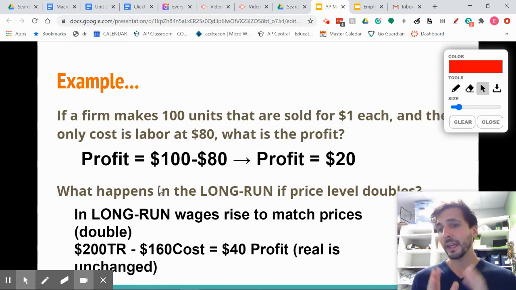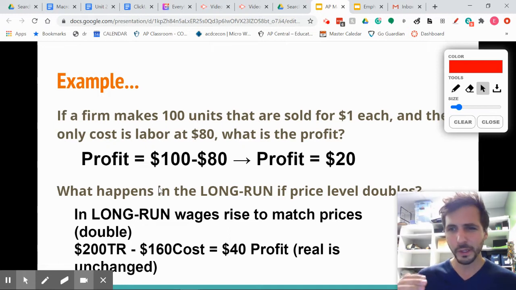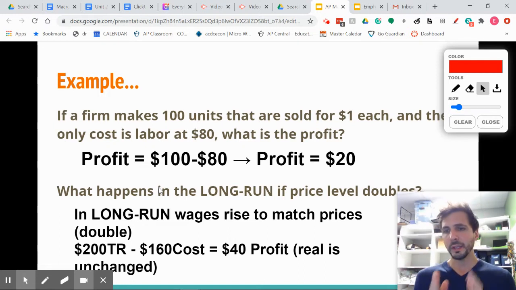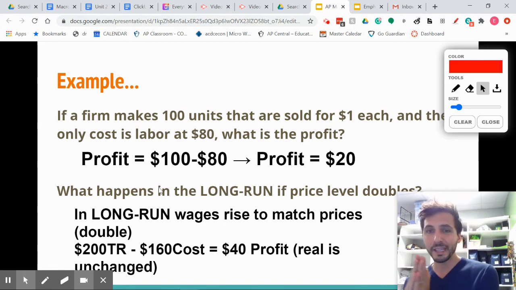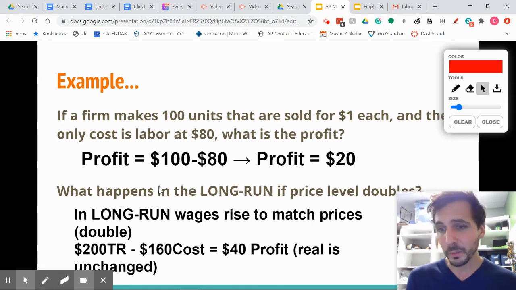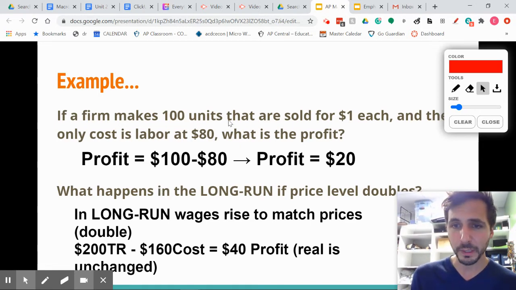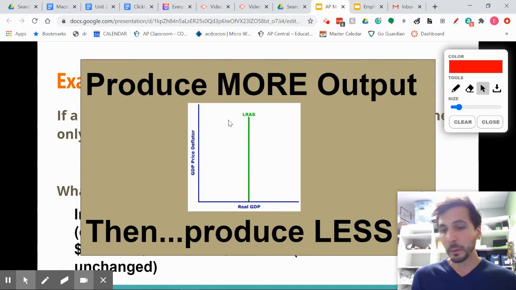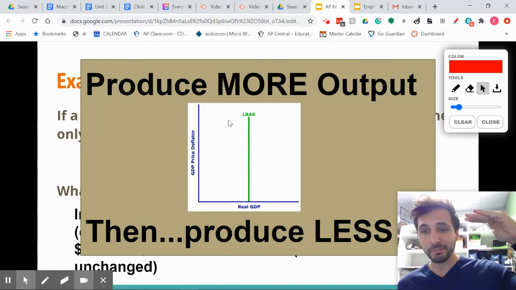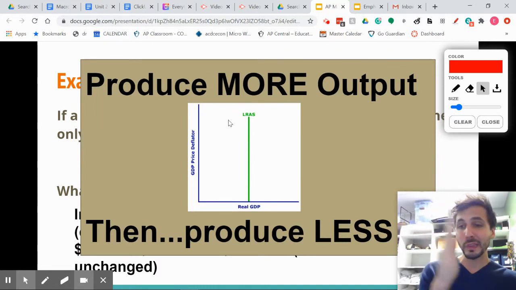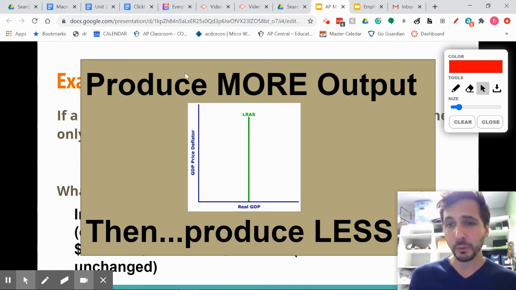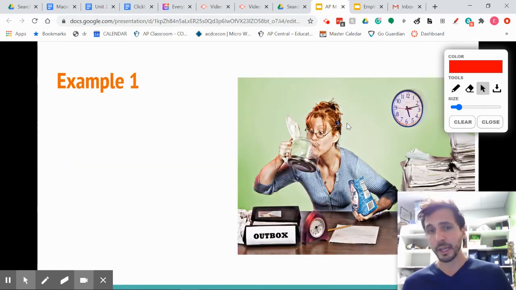In other words, in the long run, because wages and all other inputs are flexible, we will end up back at full employment GDP. Right? We'll have those gains that we get from inflation initially for businesses go away in the long run, and we end up back where we're supposed to be. Okay, so we produce more output when price level goes up, and then in the long run, we produce less, which puts us right back on the full employment trend on long run aggregate supply.